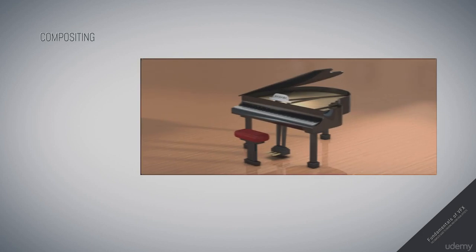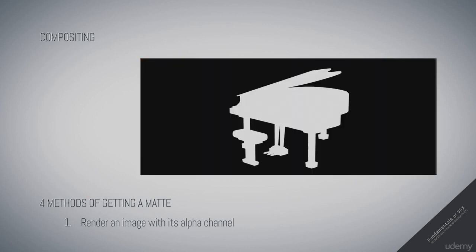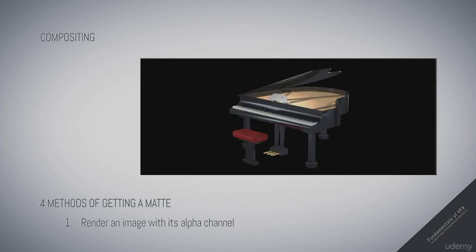There are 4 methods to get a matte. The cleanest and easiest way is to render an image with its alpha channel from a 3D application. An alpha channel controls the transparency values of an image and is a separate channel from the red, green and blue color channels. Alpha channels are usually the main source of mattes. Needless to say, this method doesn't work on live footage.